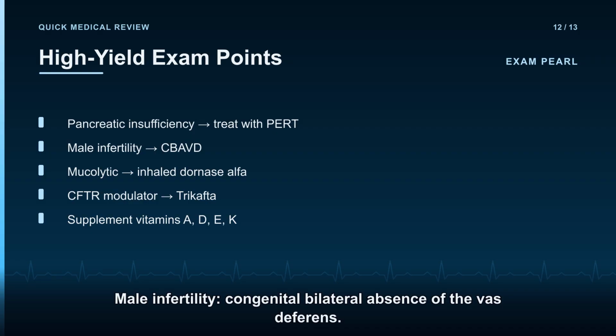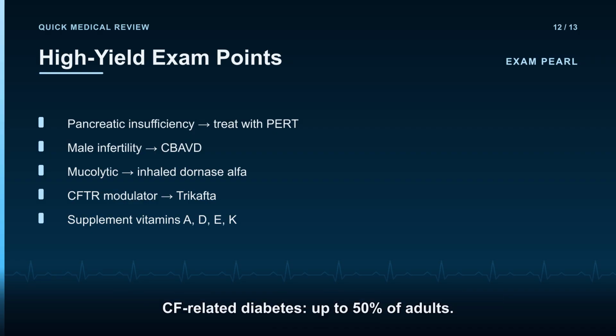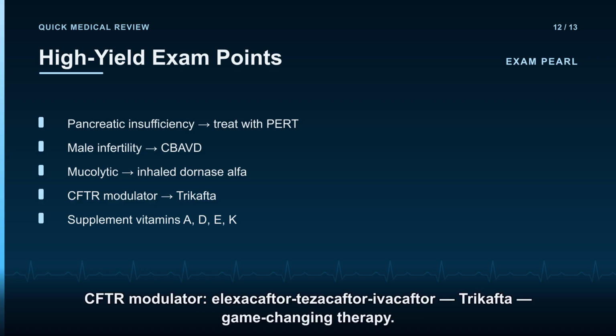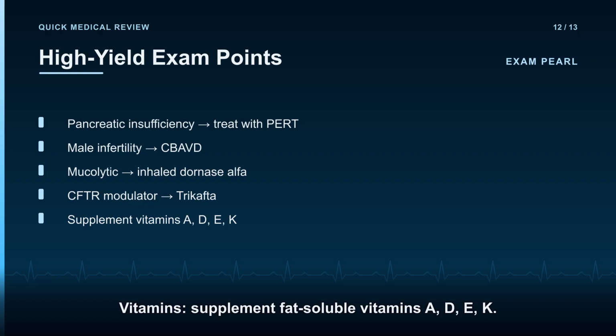Male infertility: congenital bilateral absence of the vas deferens. CF-related diabetes, up to 50% of adults. Mucolytic: inhaled dornase alpha. CFTR modulator: elexacaftor, tezacaftor, ivacaftor, Trikafta, game-changing therapy. Vitamins: supplement fat-soluble vitamins A, D, E, K. Lung transplant for end-stage disease.